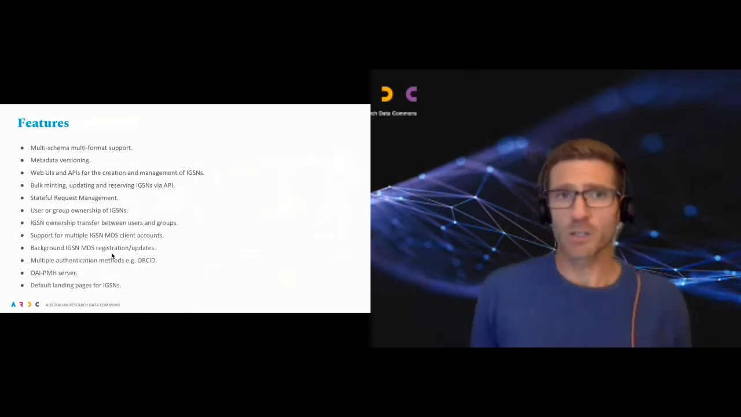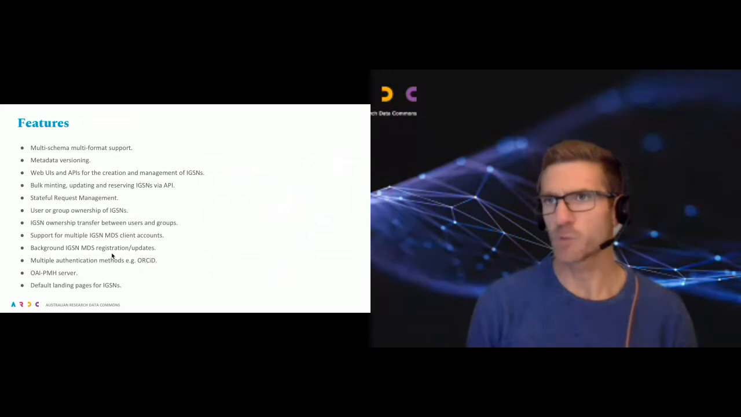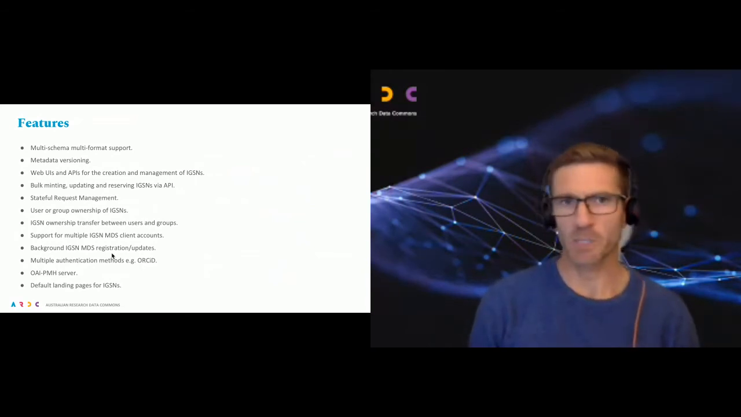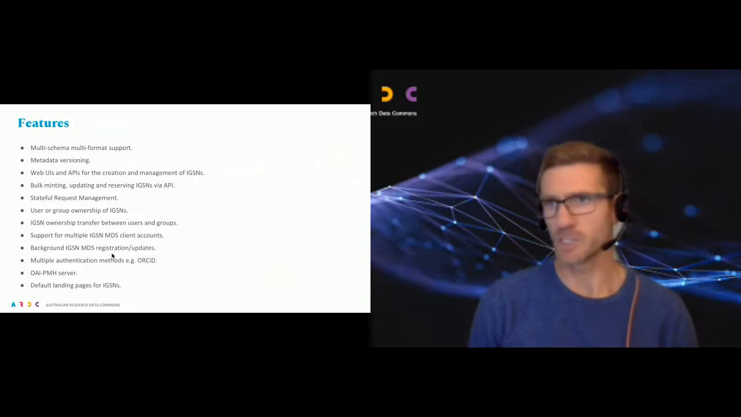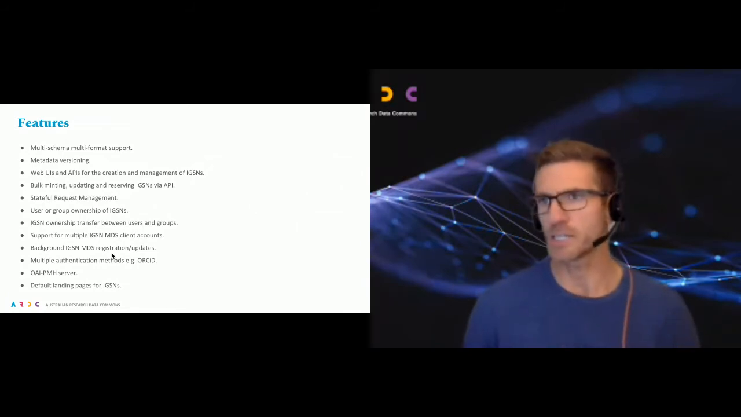So the features that we included, I won't go through all of these. I'll just highlight a few of them. We've incorporated multi-schema, multi-format support, so we can pretty much configure the system to accept any serialization format and any schema from any discipline, which is going to be really handy going forward. We've got metadata versioning, which is completely new and allows us to have a complete history trail of a resource over time. I've obviously got the UIs and the APIs for the creation and management of IGSNs.